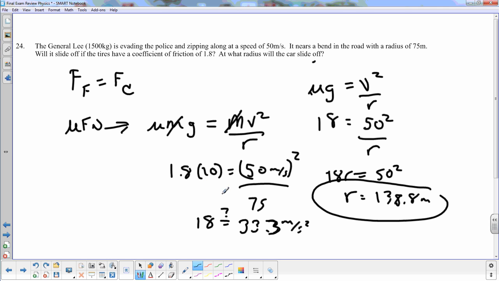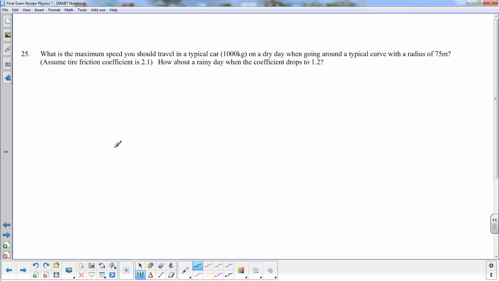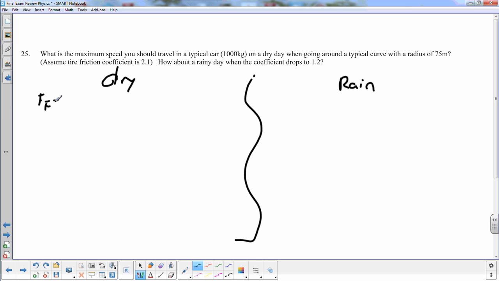So instead of doing it like we did with 24, FF is going to be my centripetal force. So mu times m times g equals mv squared over r. And we're solving for the maximum speed. So my mu on a dry day is 2.1 times 1,000 times 10. Where does that equal? 1,000 v squared over 75.